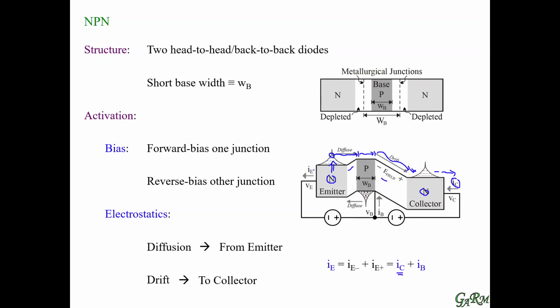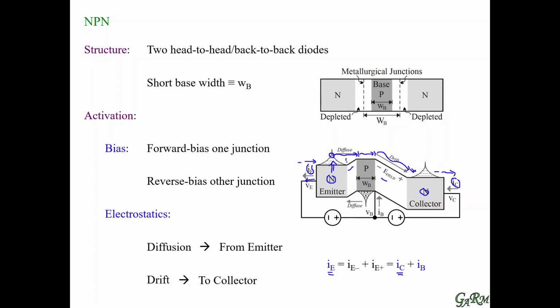And here we see on the emitter side, we see that electrons are going into the emitter. Well, that means that the emitter current is coming out of the emitter. So that's this other term here.